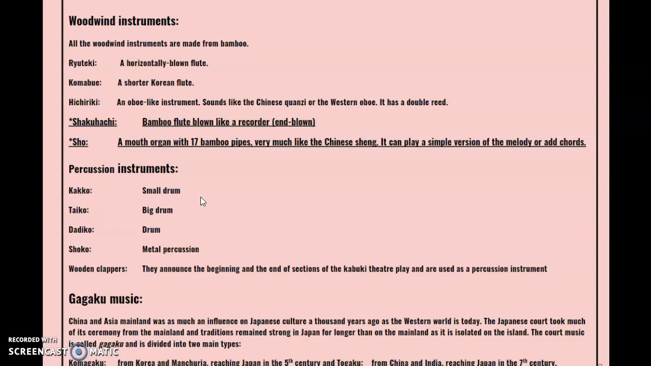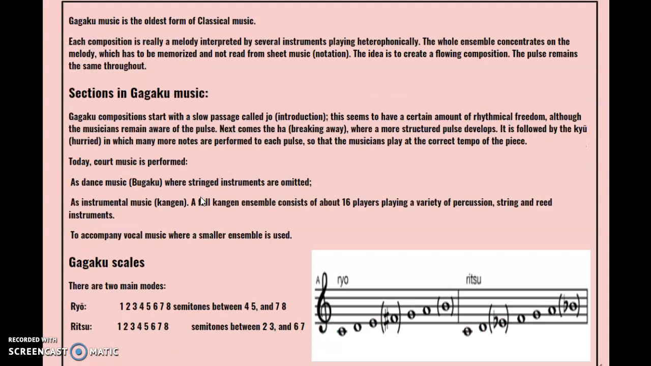The court music is called Gagaku, so it's elegant music and is divided into two main types. The Komagaku from Korea and Manchuria, reaching Japan in the 5th century, and Togaku from China and India, reaching Japan in the 7th century. So these countries definitely, and the Asian mainland, had an influence on the Japanese culture.